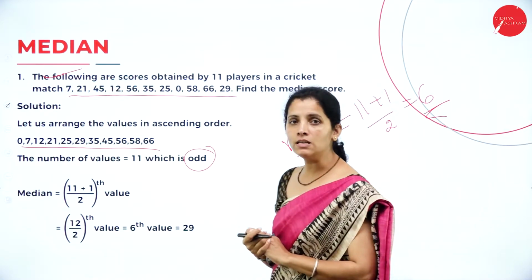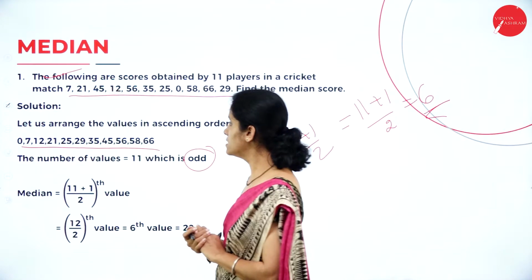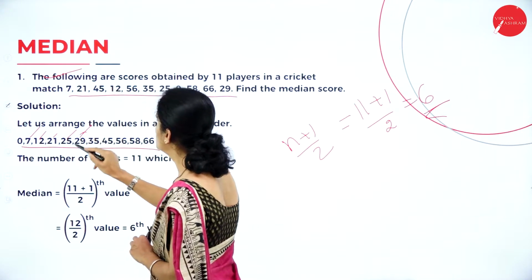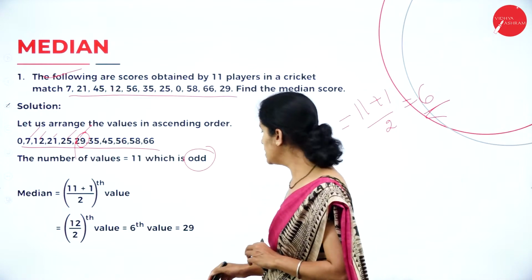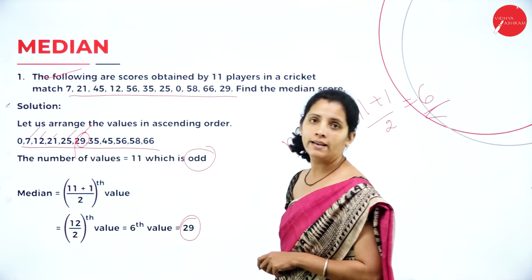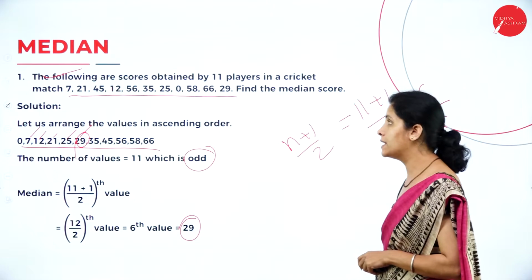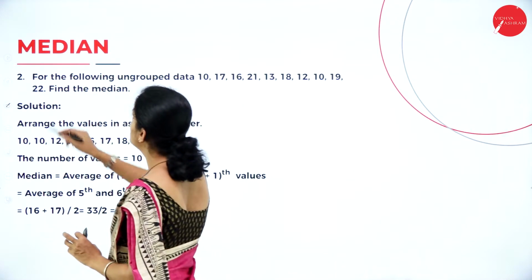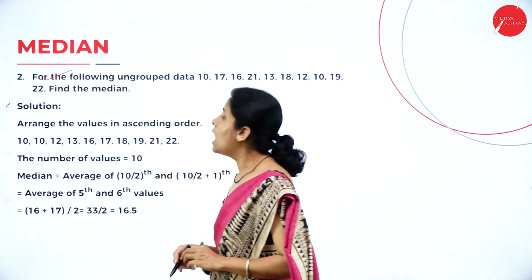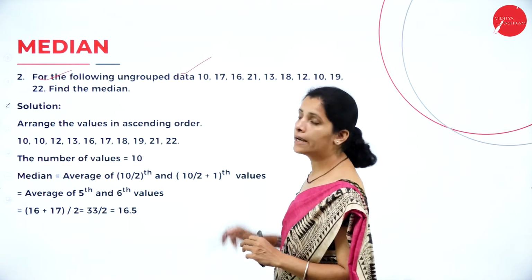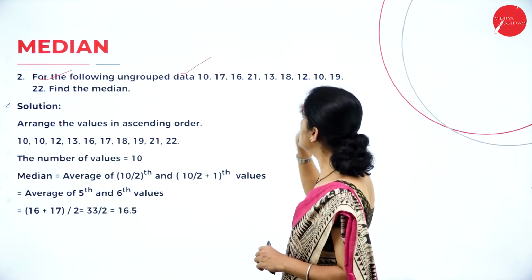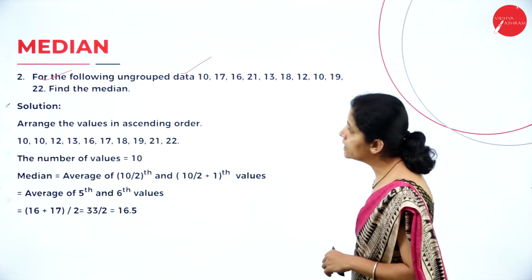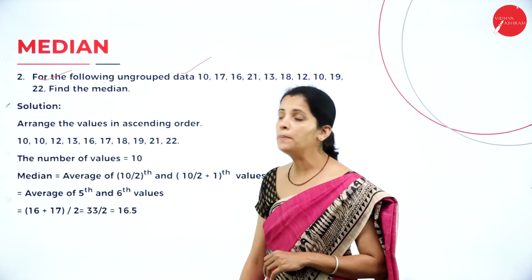And which value is present at position 6? That is 1, 2, 3, 4, 5, 6. So 29 is present at location 6, and the answer is 29. Now, dear student, I'm going to have another problem, that is, for the following ungrouped data 10, 17, 16, 21, 13, 18, 12, 10, 19, 22, find the median.